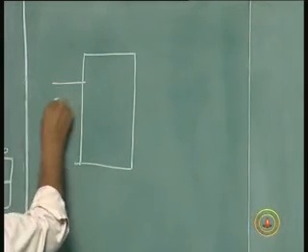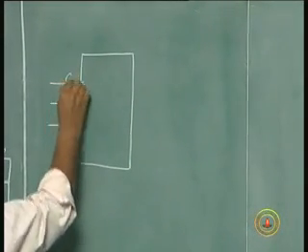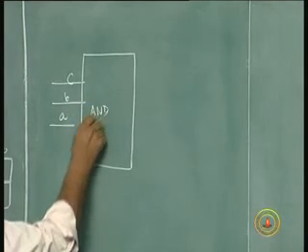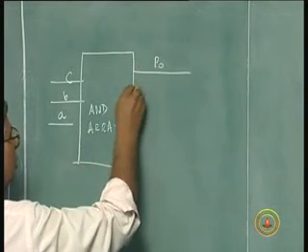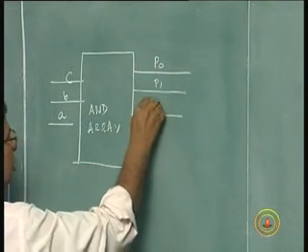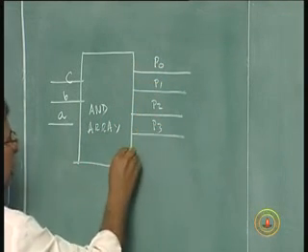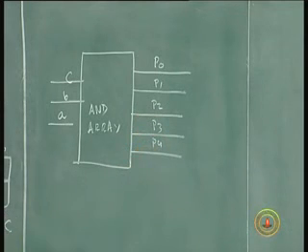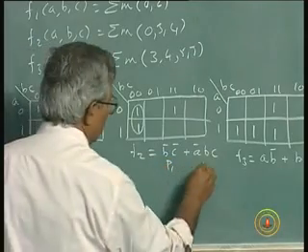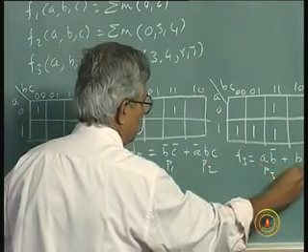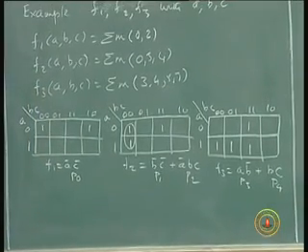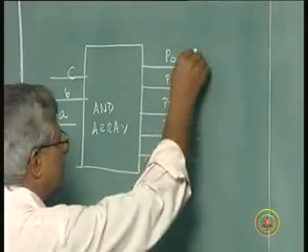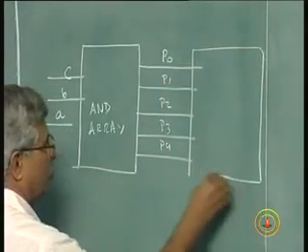So I will have here now, give my ABC as inputs to the AND array, and get out of this the product terms P0, P1, P2, P3, P4, where this I will call P0, this I will call P1, call P2, and then my OR array would tie. There are 3 outputs.